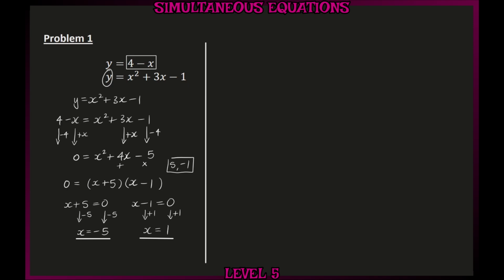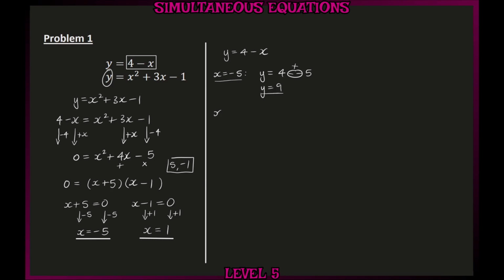To find the corresponding values of y, we're going to take the first equation, y equals 4 minus x, because this looks much easier to use than the second one. I'm going to substitute our 2 x values in here one at a time. So when x is equal to minus 5, this equation becomes y equals 4 minus minus 5. And this minus in the middle is equivalent to a plus. So we have y equals 4 plus 5, which means y is equal to 9. So these form our first pair.